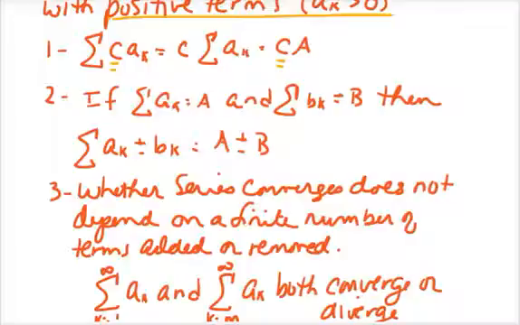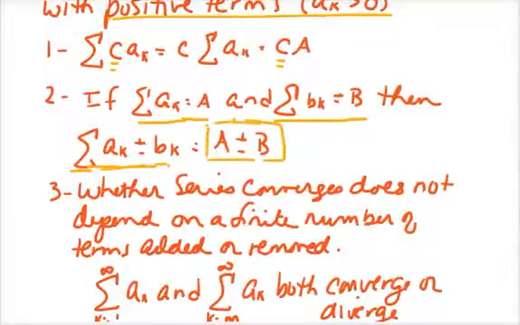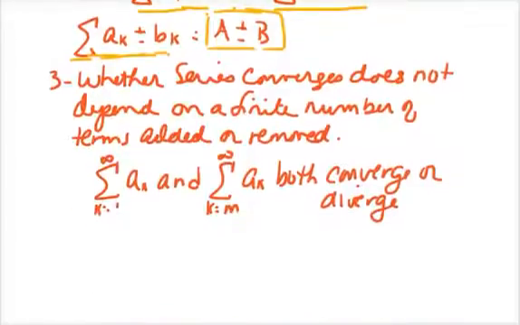The other is if you've got a convergent series A and it converges to the value of A, and the sum of the BKs converges to B, then if you look at the series with each of the AK and BK terms together, subtracted or added, then your results are going to be added or subtracted. And again, this follows directly from the limit laws.